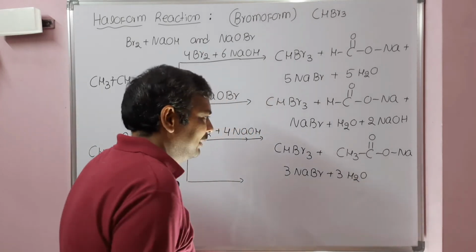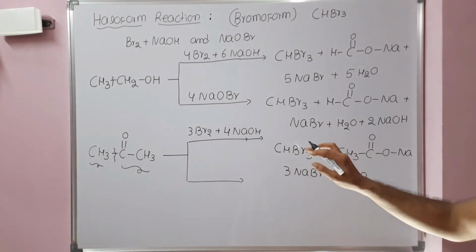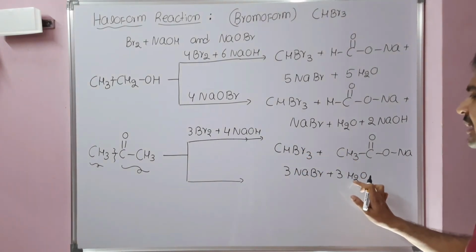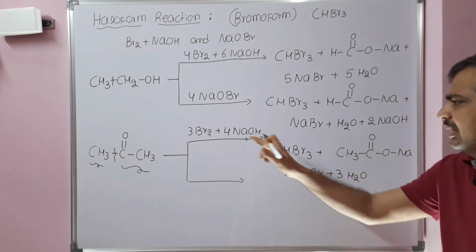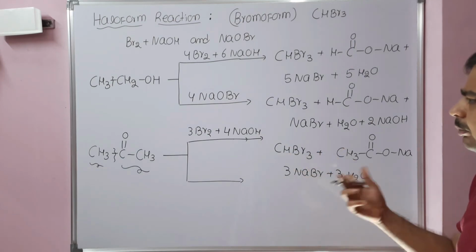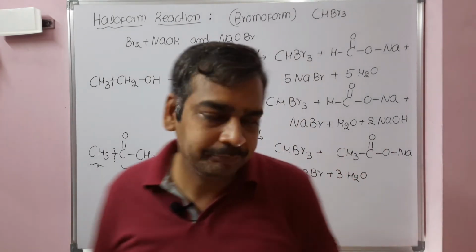Let's see whether it is balanced or not. How many hydrogens? 6 plus 4, 10 hydrogens, and 1 plus 4 plus 6, 10 hydrogens. Sodium: 1 plus 3, 4, balanced. 6 bromines: 3 plus 3. Oxygens: 2 plus 3, 5 oxygens, it's balanced.